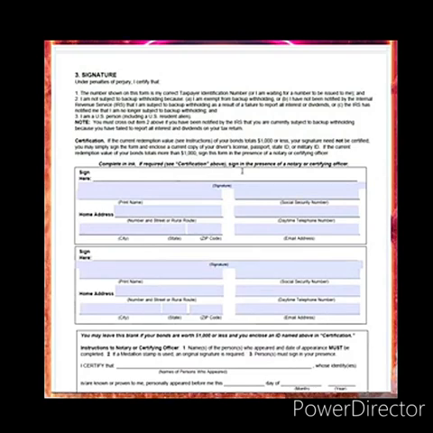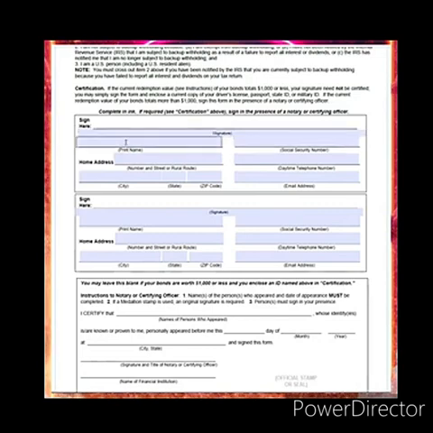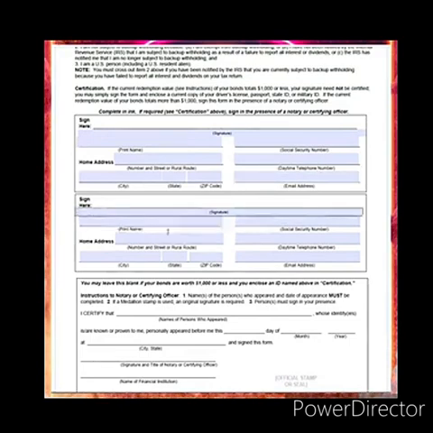See certification above. Sign in the presence of a notary or certifying officer. There you've got your form. Sign right there in the witness of a notary public. Print your address, social security number, date, time, phone number, and email address.